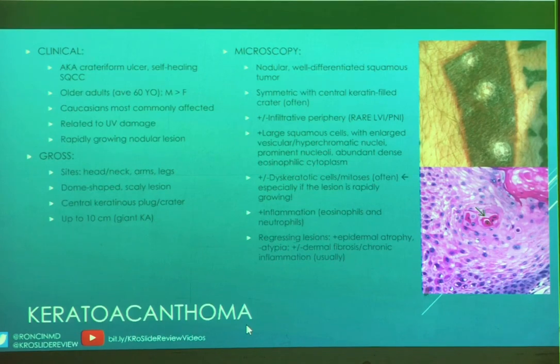You will have inflammation, again, eosinophils and neutrophils. Those eos just love to be everywhere in derm. If the lesion is regressing, you can see epidermal atrophy. You won't see atypia, so remember it's regressing, you're not going to see atypia. And you may or may not have fibrosis or scarring left behind, and you may or may not have chronic inflammation. So these tend to occur not uncommonly within like darkly pigmented tattoos, so that's what the upper picture is showing.